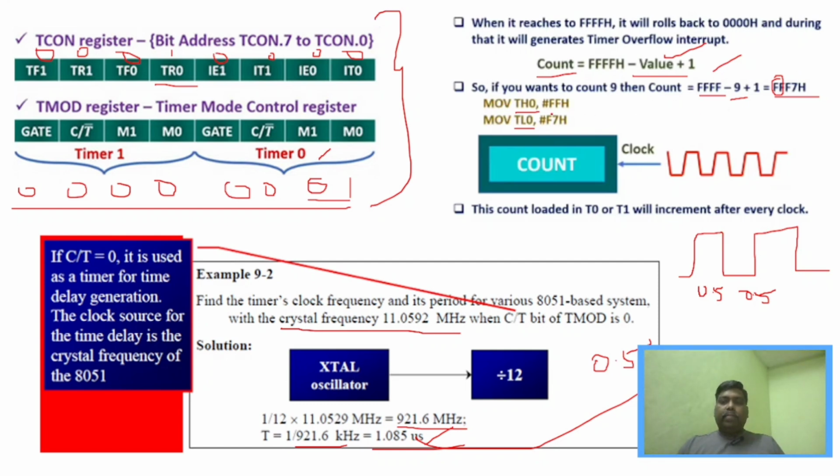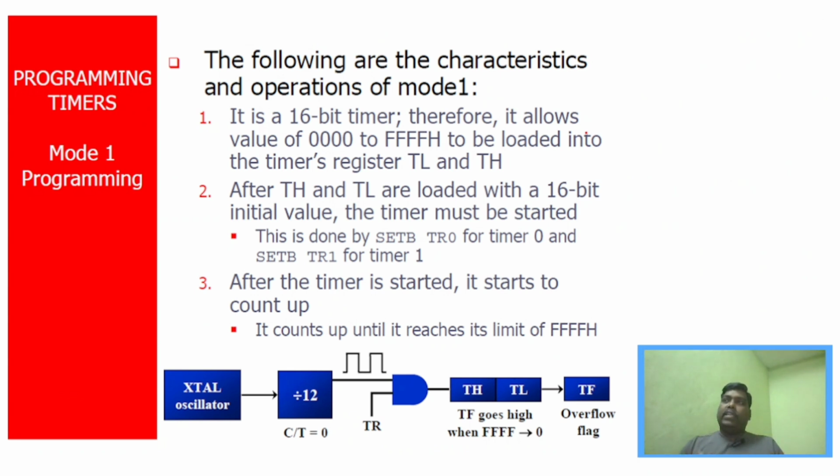And if this value is given, for every clock cycle it will increase the count value, and it continues until it reaches the maximum value. After reaching the maximum value it will enable the interrupt, so that we will be able to generate the square wave. That is what we're going to see in the program now, the same operation which we discussed.